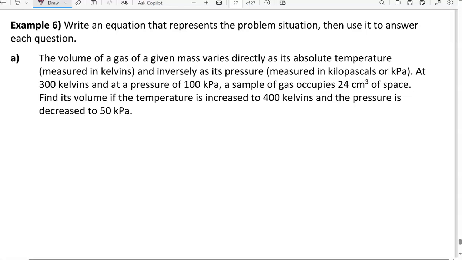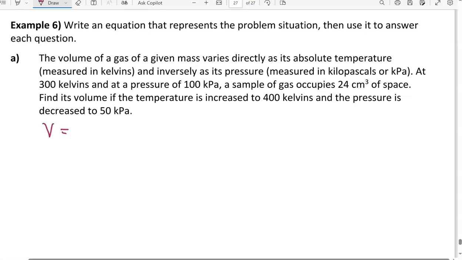In example 6, we're writing an equation to represent the problem situation and then use it to answer each question. This is very similar to the ones we've just done. The volume of a gas in a given mass varies directly with its absolute temperature and inversely as its pressure. Let's stop and write that equation.